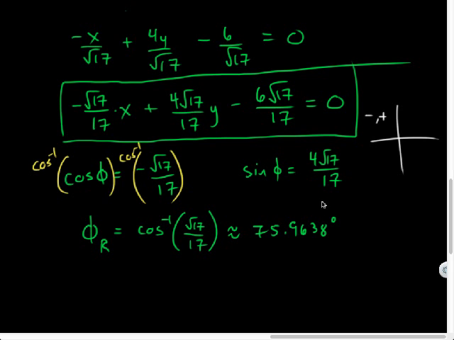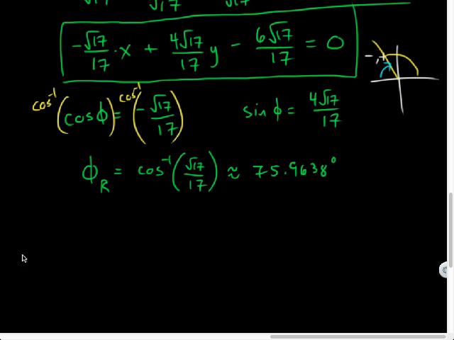So if that's the reference angle, but I'm in quadrant 2, what do I do? Subtract it from 180, yeah. Reference angles, those are huge concepts for all of this stuff. Keeps coming back. So 180 minus that, I would get 104.0362 degrees as the value for phi.